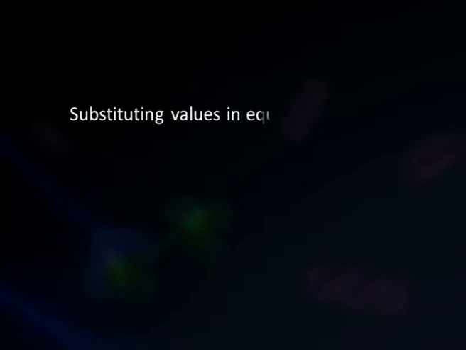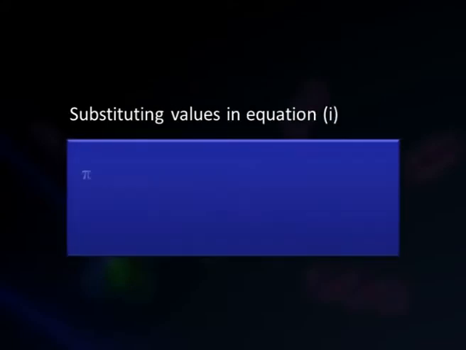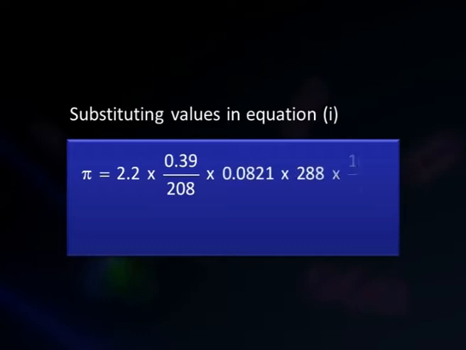Substituting this value of i in equation 1, we will get pi equal to 2.2 into 0.39 upon 208 multiplied by R, which is equal to 0.0821 liter atmosphere per mole per Kelvin, multiplied by temperature 288 Kelvin, and divided by volume, which is equal to 60 upon 1000. This is equal to 1.6256 atmospheres.